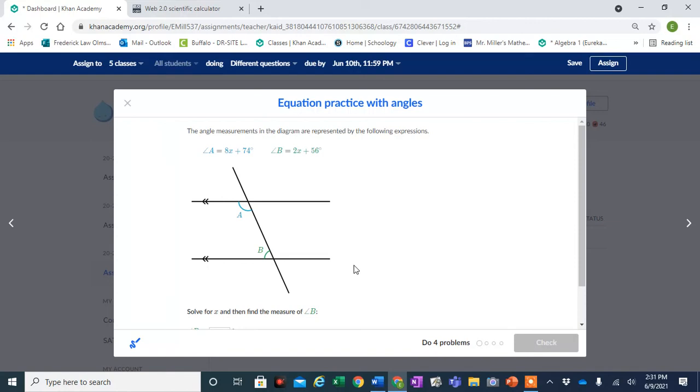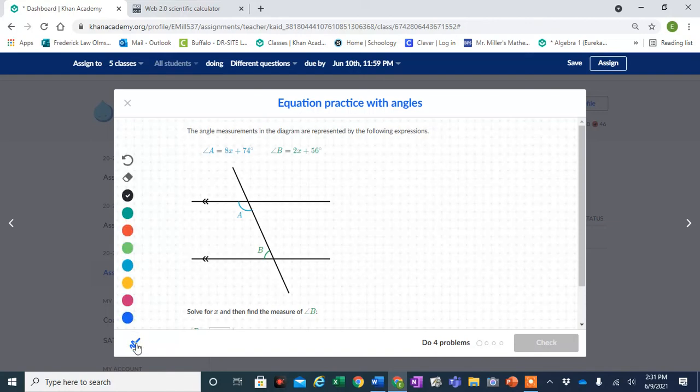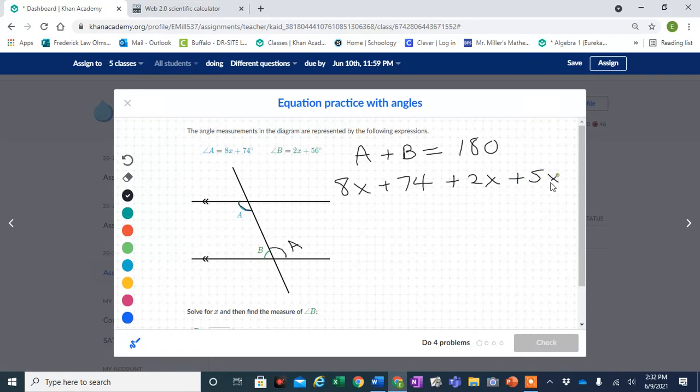So for our angle relationships here, we need to notice that if this is angle A, then this angle here would also be angle A because of alternate interior angles, which would then mean that these two angles, A plus B, have to equal 180 degrees. So that would mean that if I'm doing 8x plus 74, I need to add that to 2x plus 56. And that would give me a total of 180 degrees.